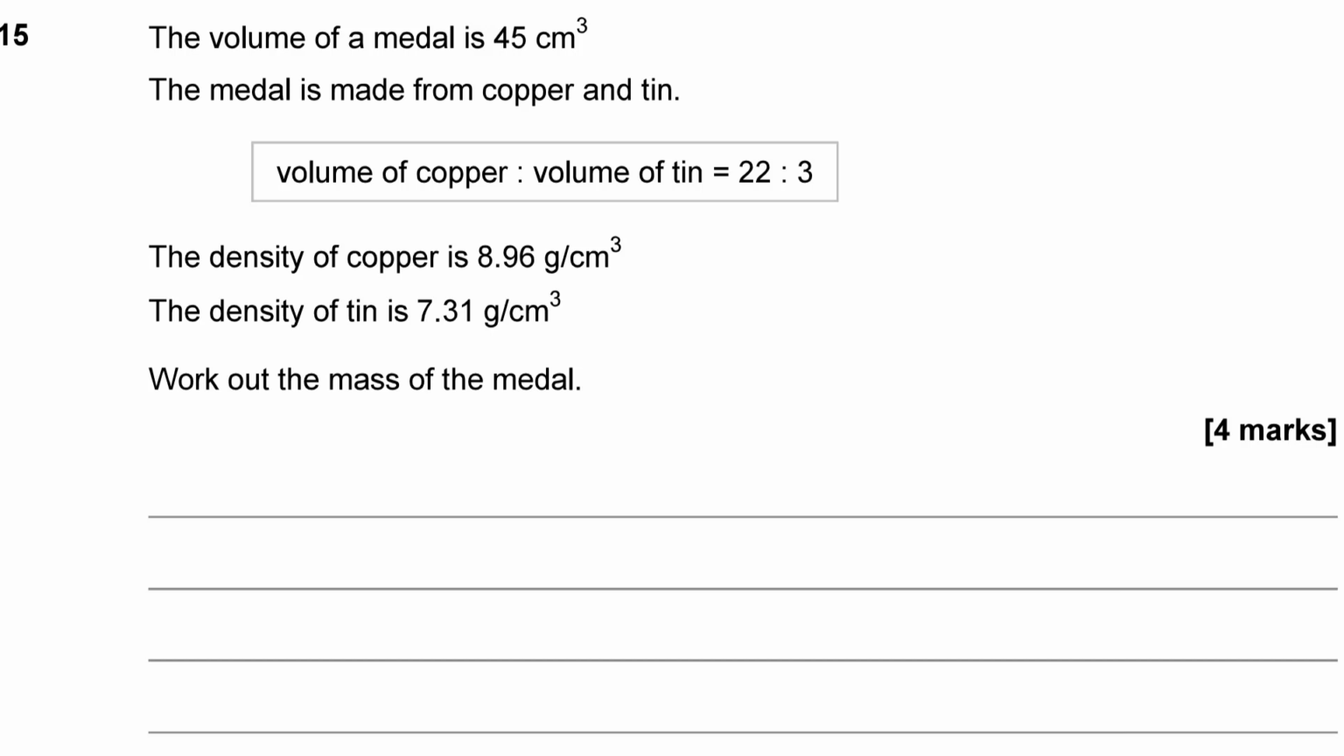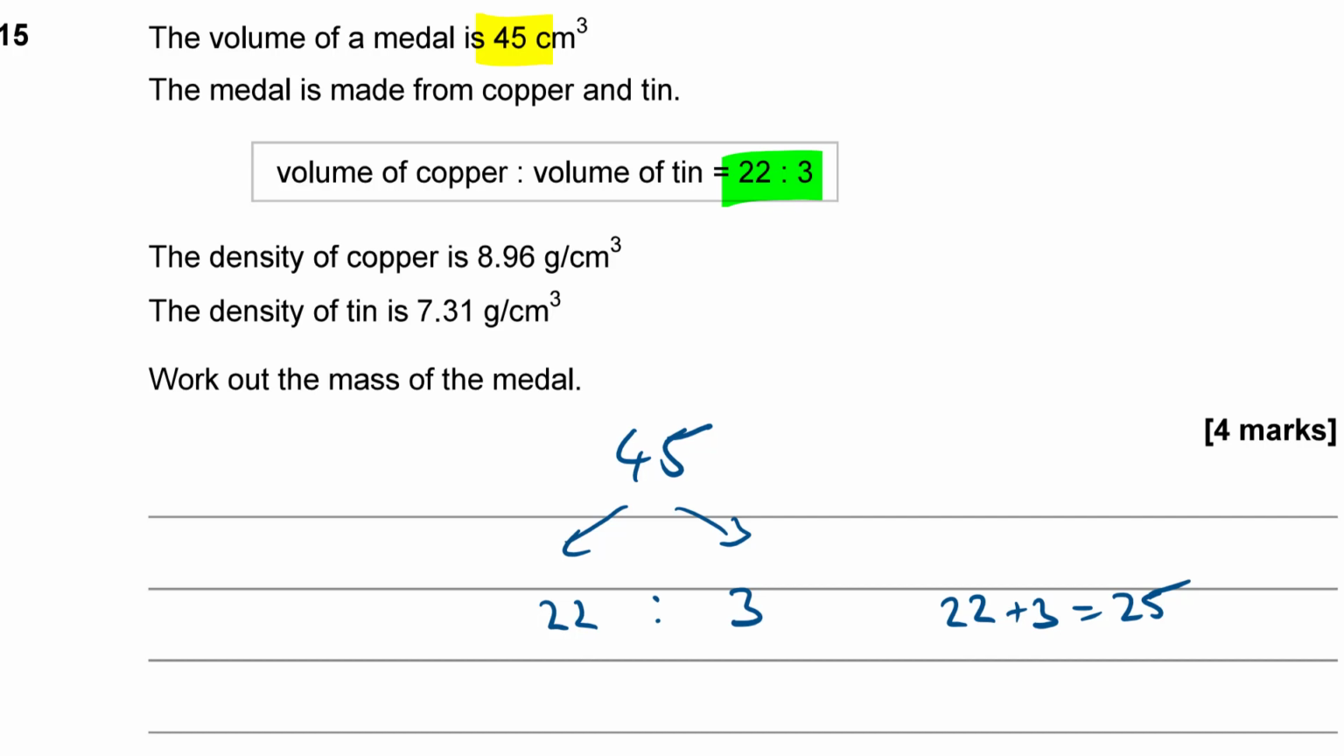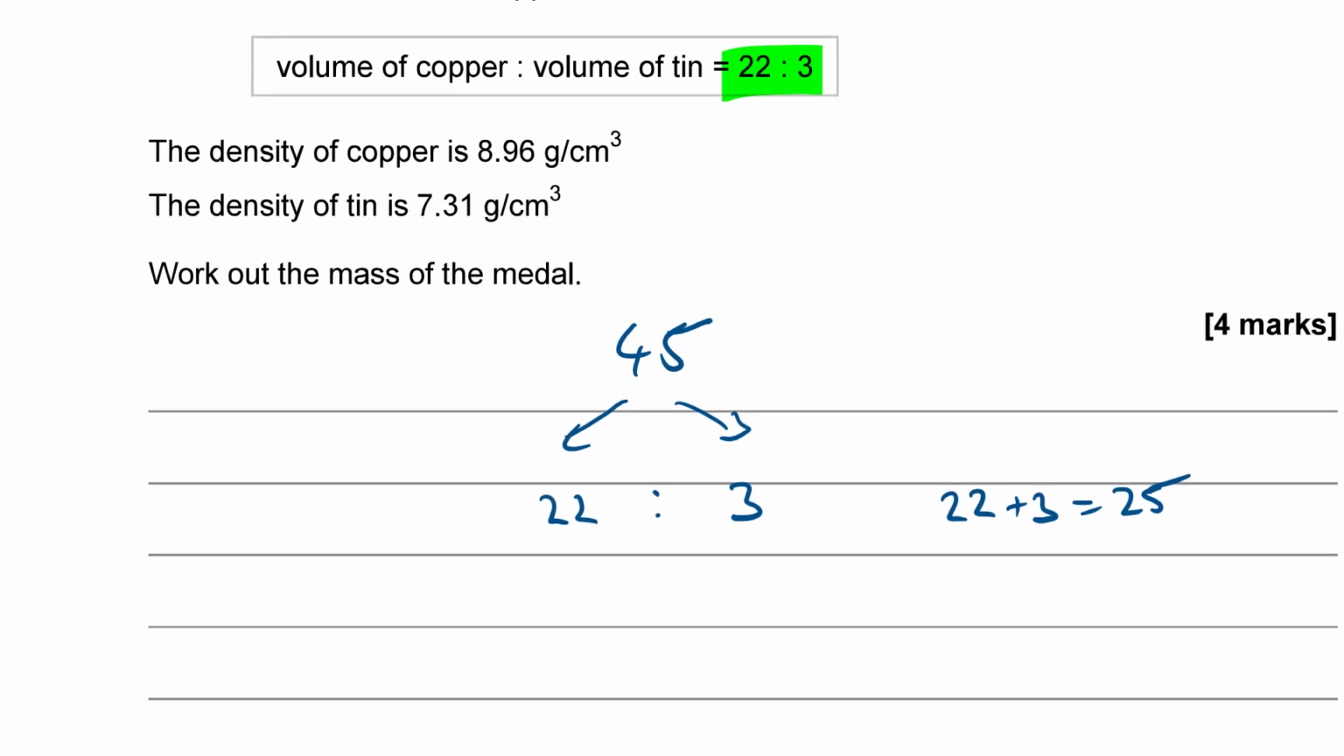Okay, so let's start at the top. We've been given the volume of the medal, it's 45, and we know it's divided up in the ratio of 22 to 3. So let's divide up that volume into the 2 ratios then. So my 45, I'm going to split into a ratio of 22 to 3. So basically I'm dividing a number by a ratio, aren't I? So taking my 22 parts and my 3 parts and adding it together, I'm going to get 25 parts. Dividing my 25 parts into my total volume, that is going to be 45 over 25. What's that then? 45 divided by 25 is 9/5 or 1.8.